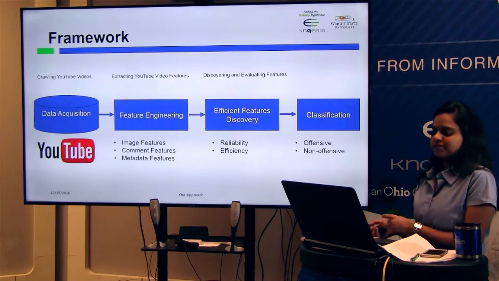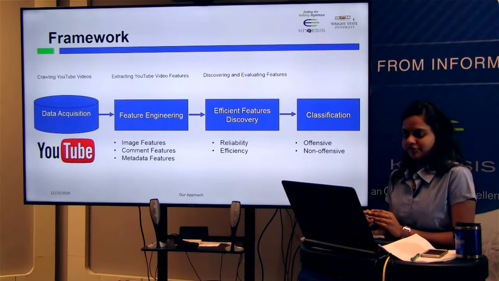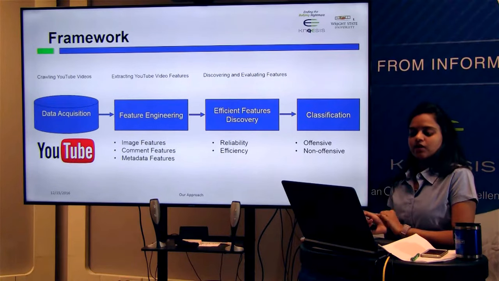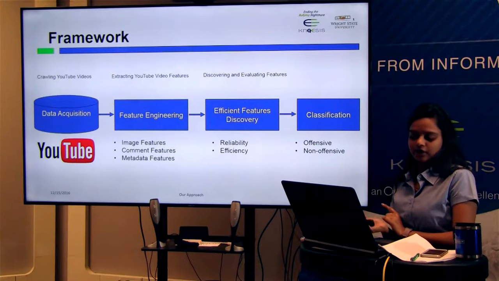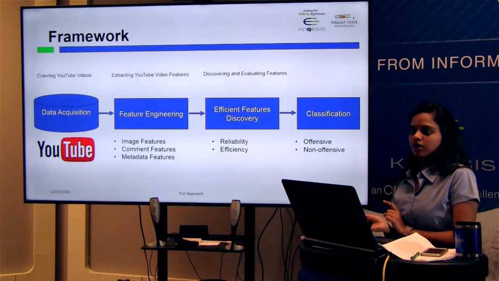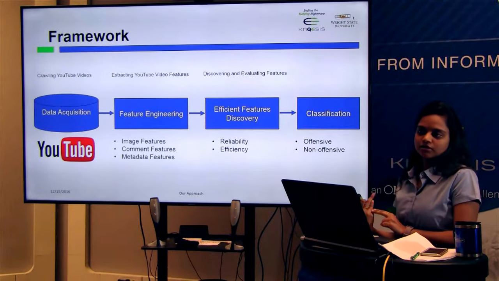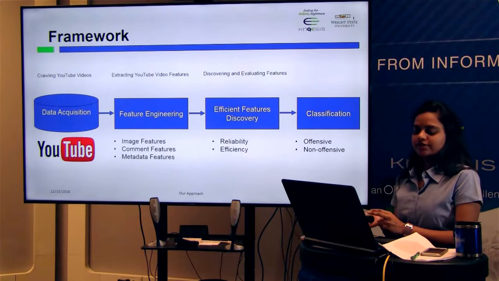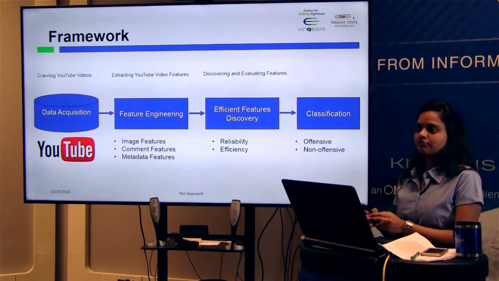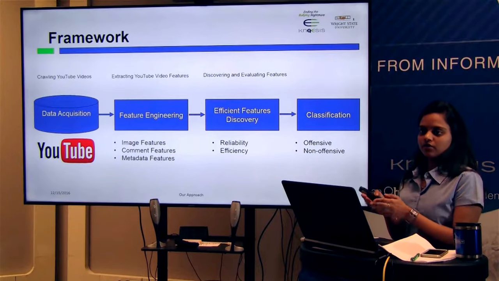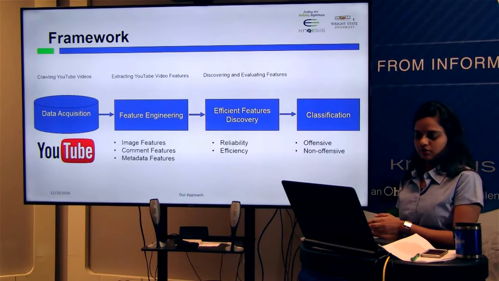Now, with this background, we can discuss our framework. Our framework for detecting offensive videos has four steps. Step one, data acquisition, that is crawling YouTube videos, followed by step two, extracting all the video features that are available for a particular video. Then we discover the efficient features that will solve our problem, followed by classification, that is, whether a particular video is offensive or not.